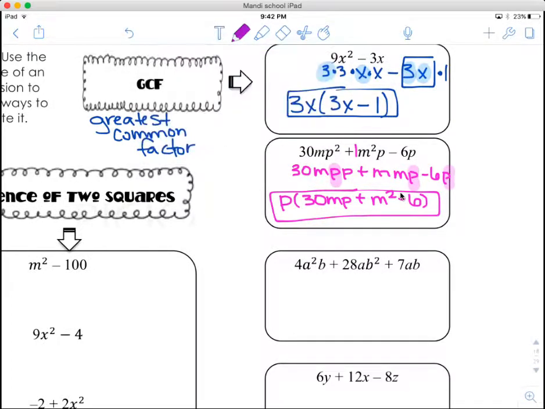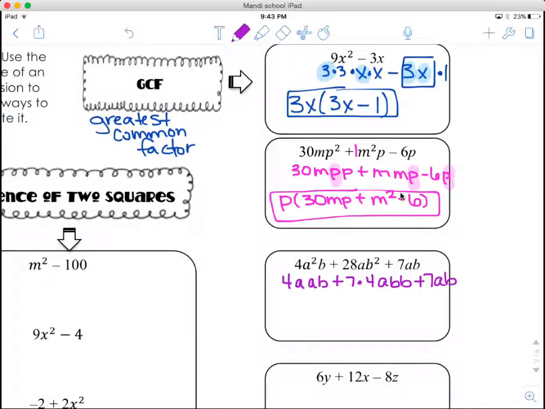Okay, so this one does have numbers in all three terms. So we're going to go ahead and break it down completely. So this is 4a times b. 28. What are the numbers that multiplied together equal 28? How about 7 times 4? A, b times b plus 7ab.